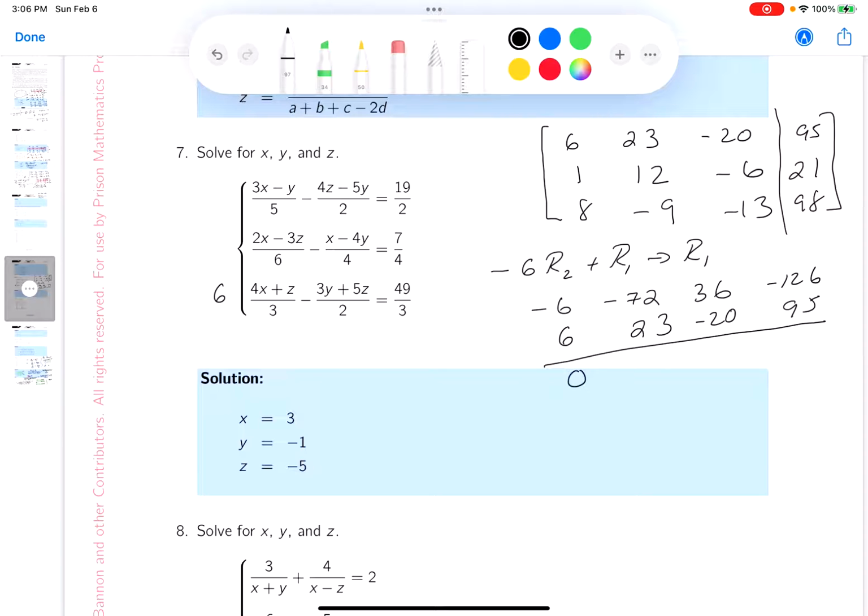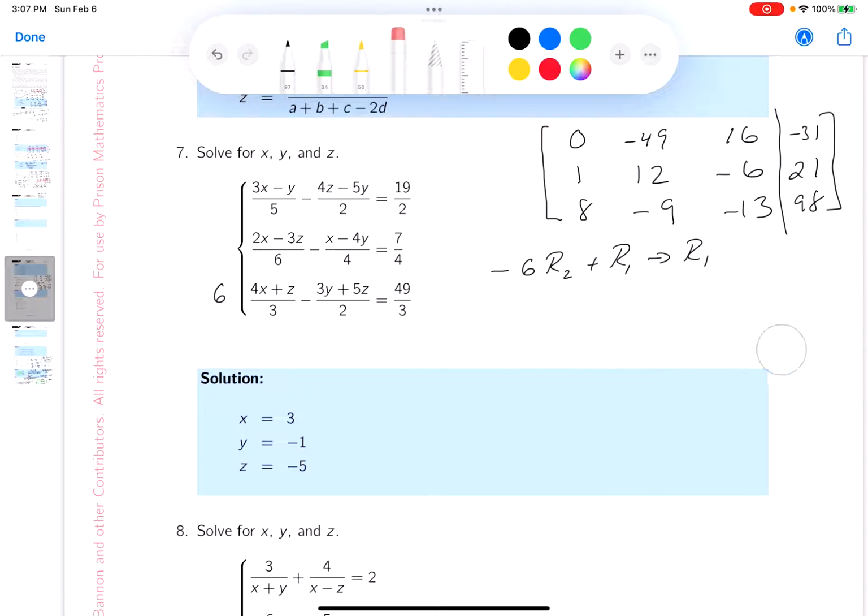0, let's see, what would this give you? Minus 49, 16. And this would give you what? Minus 31. I'm going to get my eraser out. I'm going to erase row 1 and put the new entry in, which is going to be 0, minus 49, 16, and minus 31. I'm going to erase my arithmetic. And I'm going to go to the next step. I'm going one step at a time.